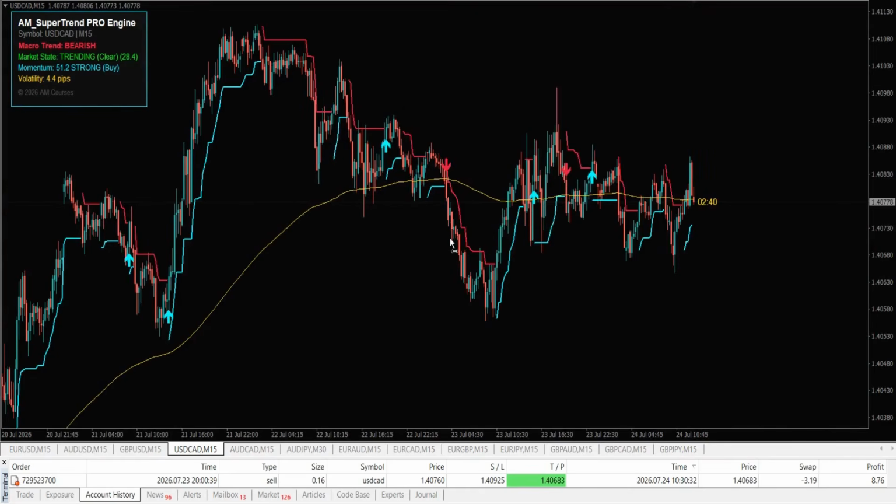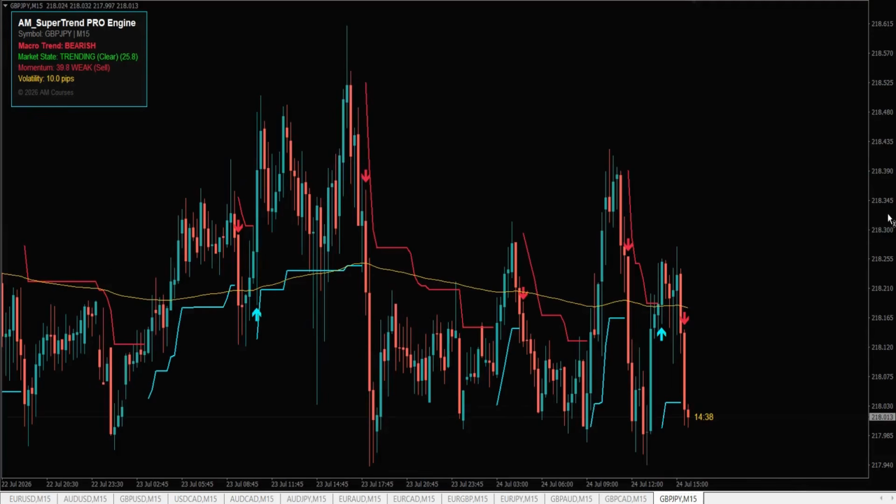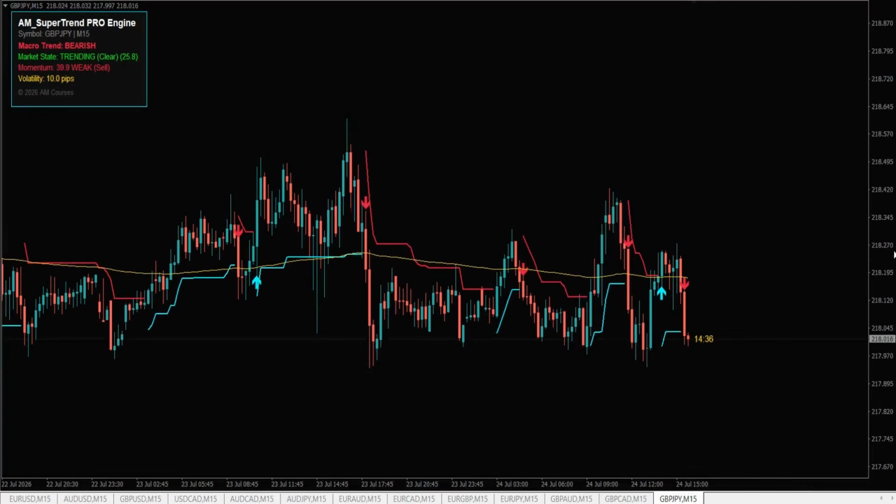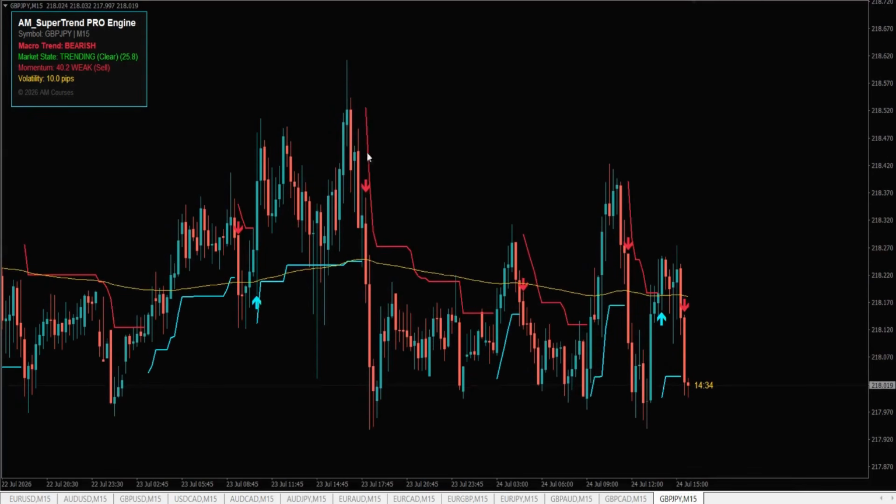That's why the momentum condition exists. If it says weak, you skip it. Waiting costs you nothing. Now let's go to a faster chart and look at a setup that actually qualifies. This is the last trade of the video, and it's the one I actually want you to remember.